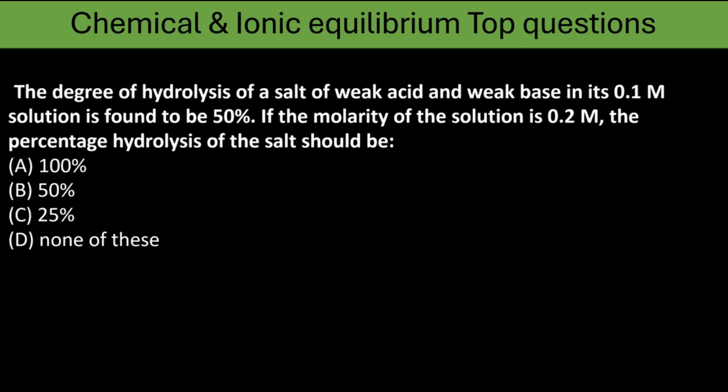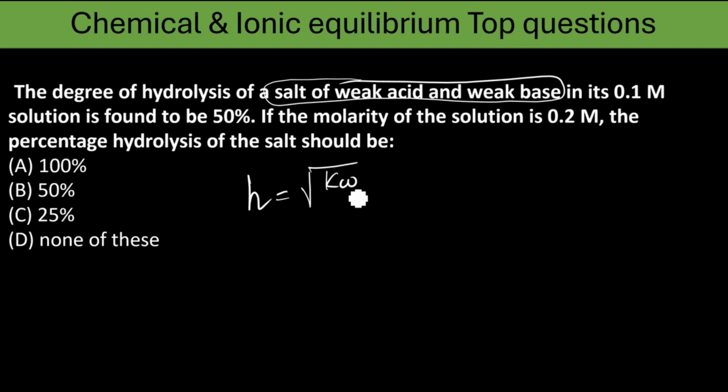First, understand the concept for a salt of weak acid and weak base. Here we have a salt of weak acid and weak base, so the degree of hydrolysis h will be root of Kw by Ka into Kb. Right, h is independent of the concentration of the salt of weak acid and weak base. So let's apply the concept.